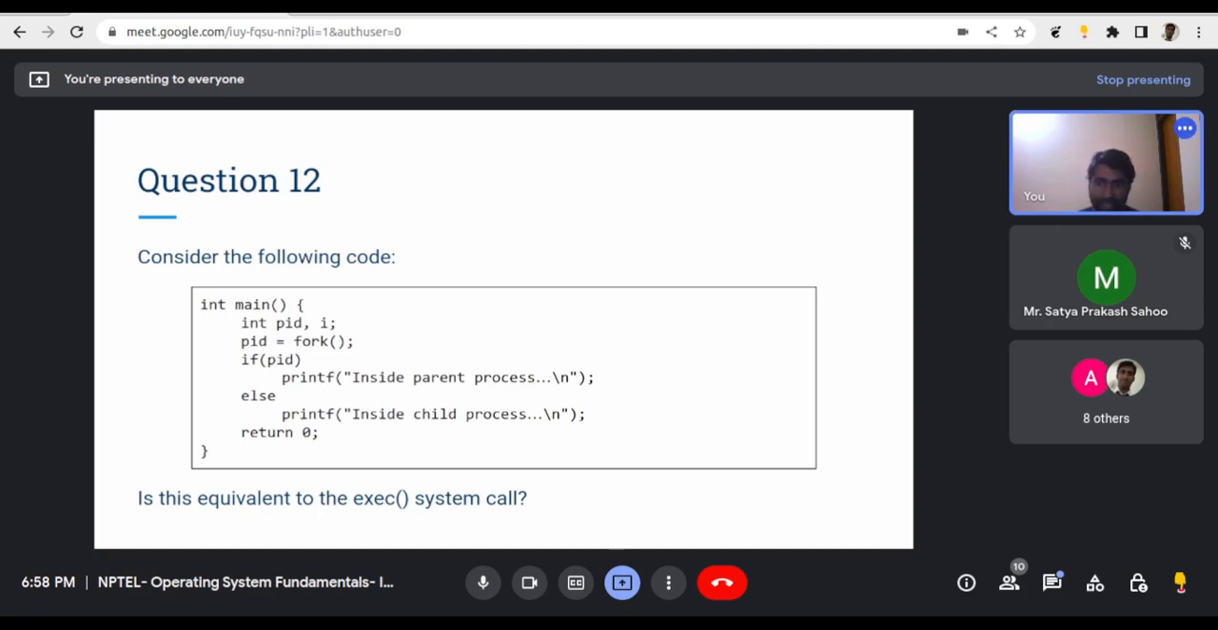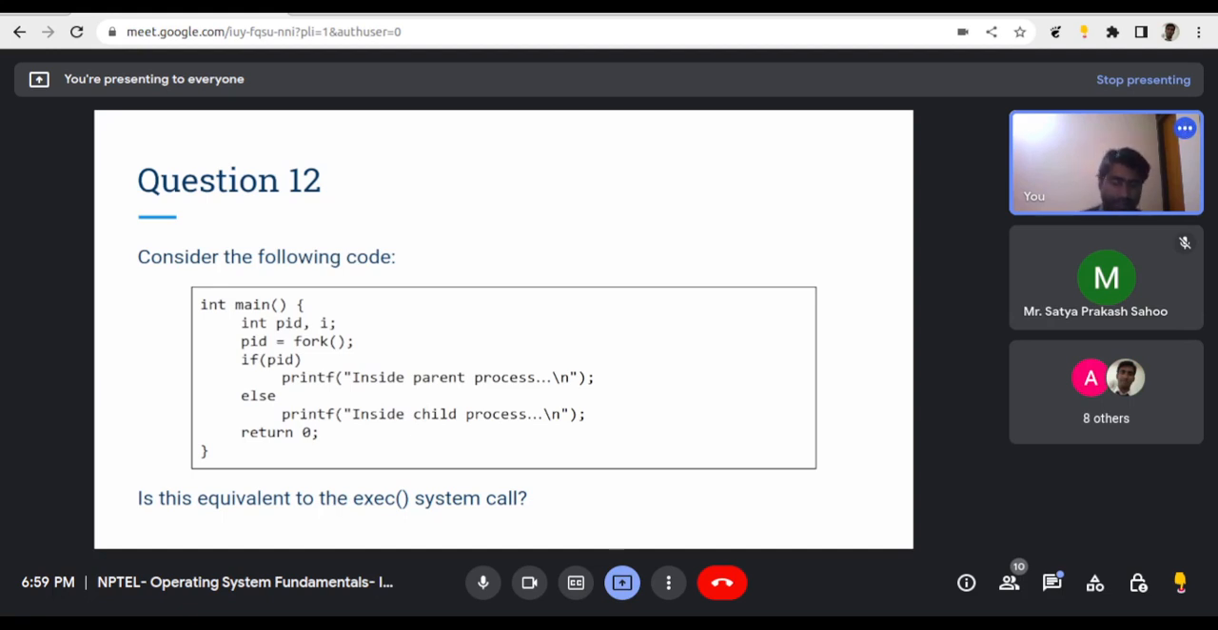But from the PID we can determine whether it is a parent process or a child process. That is what fork returns. Fork returns the PID of the newly created child process to the parent, and it returns 0 in the child process. So the if statement is executed in the parent process, and since the PID is 0 for the child process, the else statement is executed in the child process, and you can write a different set of instructions.